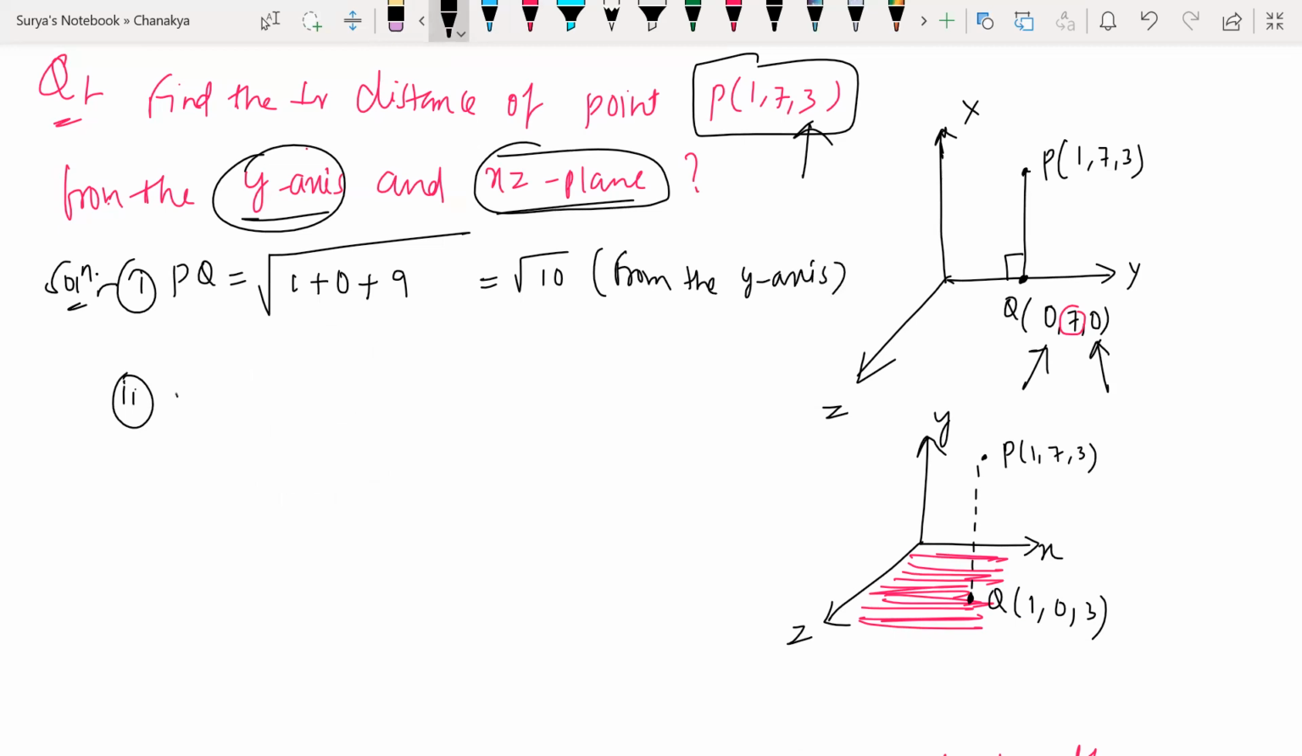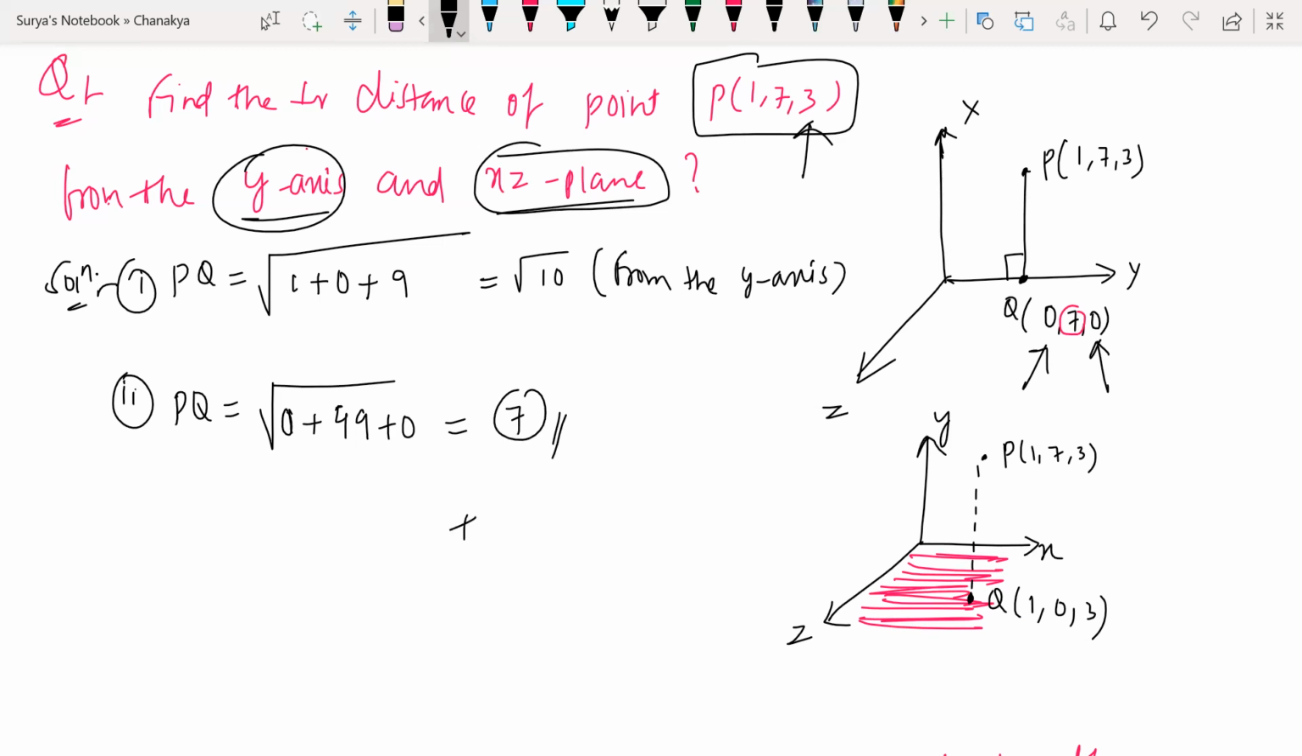All right. Now can you find out PQ here? What is the PQ? What is PQ? Square root of 1 plus... So it's under root 0, 0. So 7. Yeah. All right.